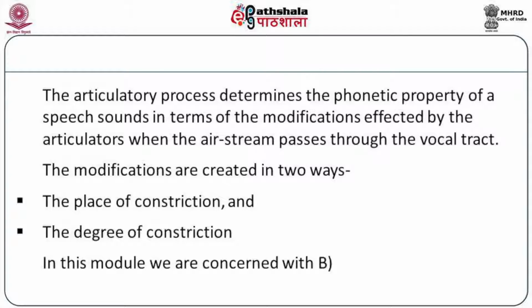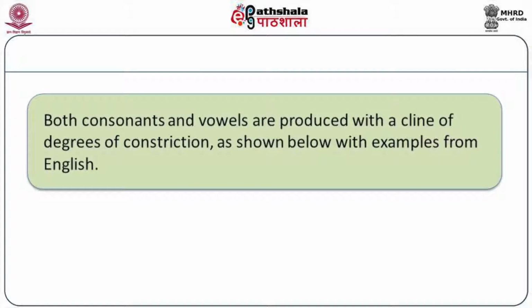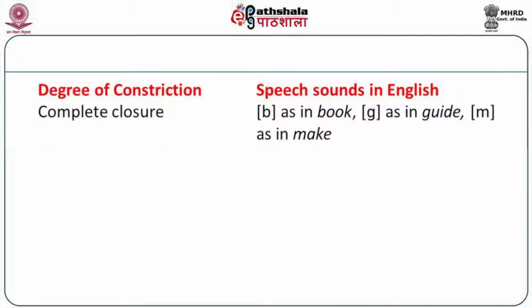We have looked at the places of obstruction in the last module, and we'll look at them in greater detail in a later module. But today, in this module, we will confine ourselves to the degrees of constriction which give rise to manners of articulation. There are various degrees of constriction or obstruction in the passage of the air stream, as we notice, giving rise to different types of sounds. For example, there is complete closure giving rise to plosives and stops, for example, ba, ga, ma, etc.